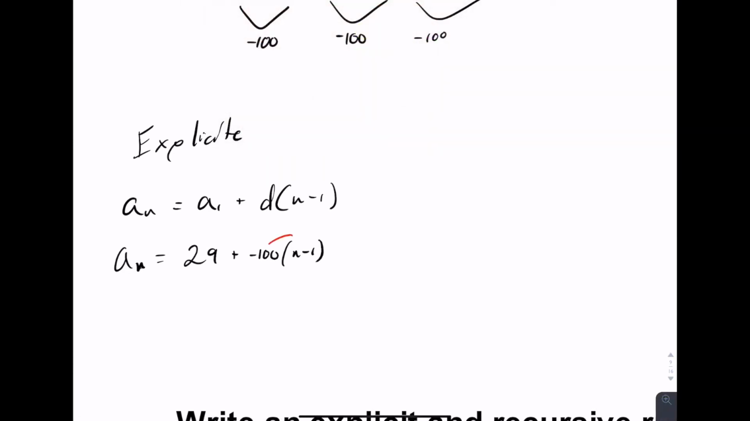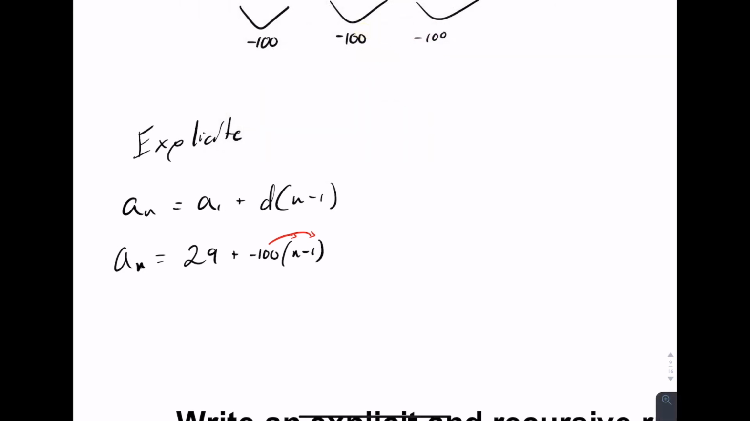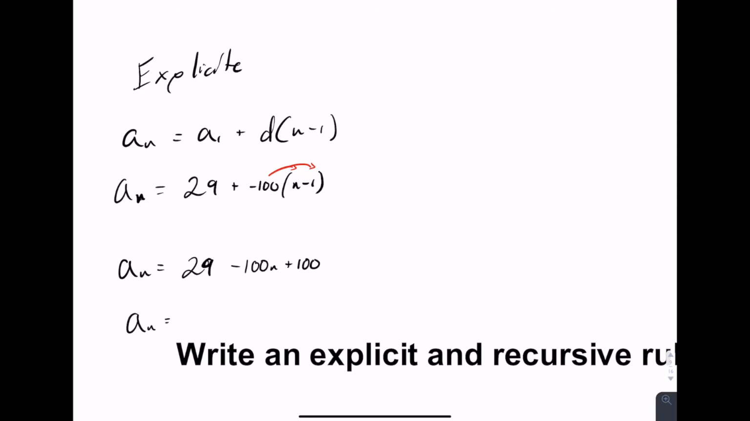So we just throw and throw. And so we now know that it's AN equals 29 plus, actually at this point now it's minus 100N plus 100. That's just distributive property. And then we simplify. So AN equals 129 minus 100N. This would give us any term we want, even the first term if you plug in 1.